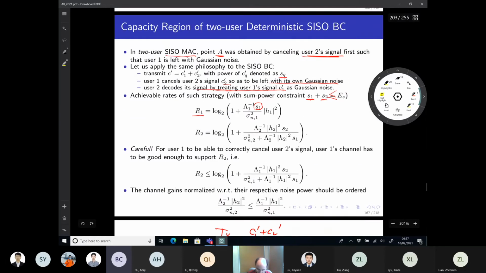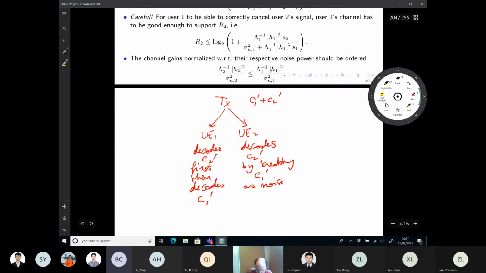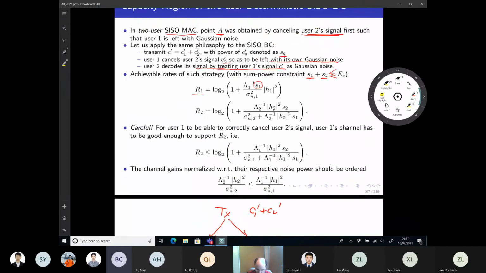That's the same as if essentially I have only user 1 transmitting in the system, with a power allocated to user 1 that is S1, that is of course smaller than the maximum power. What do I have at user 2 here? When user 2 decodes his own message by treating C1 prime as noise, right? User 2 will decode his own message by treating user 1 as noise. So you see, this is the interference that is created by user 1's signal, and this is the signal strength of user 2's signal. So user 2 will decode his own message, so you have S2 here, by treating the message of user 1 as noise. So that's why you have S1 there.